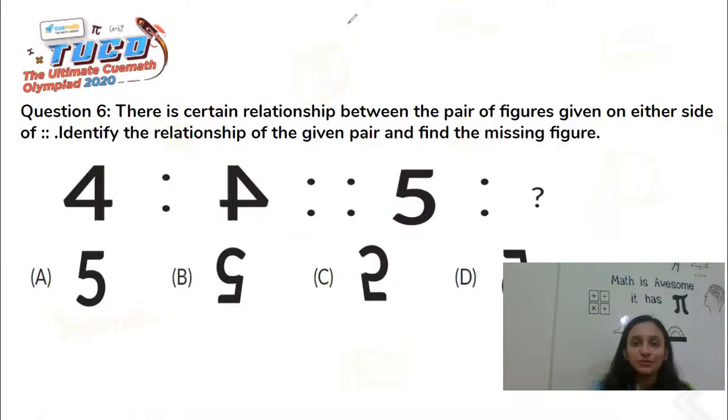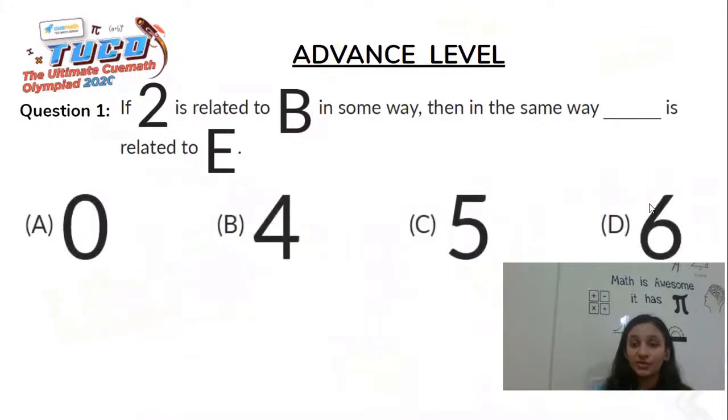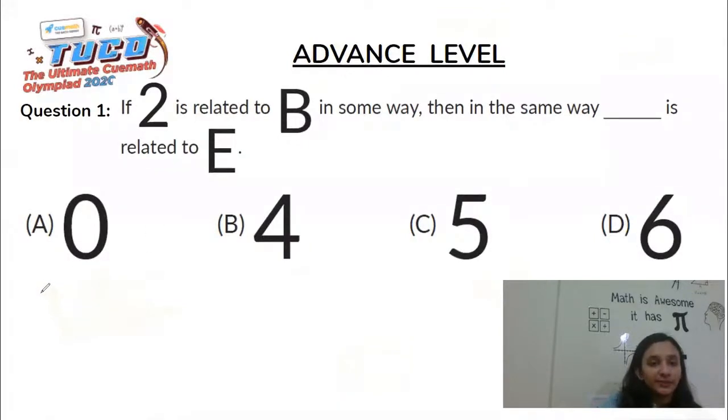Moving on to the next question, which is of advanced level. So we have some numbers and alphabets here, or a combination of both. It says if 2 is related to B in some way, then in the same way dash is related to E. So let's have a look at the options. So these are all the options which we have. Now we'll write that 2 is related to B. Then what is related to E?